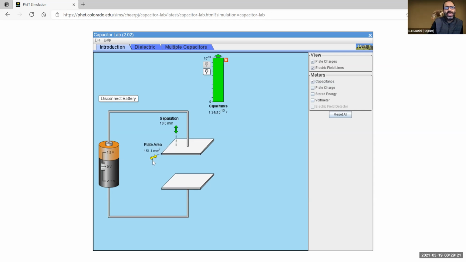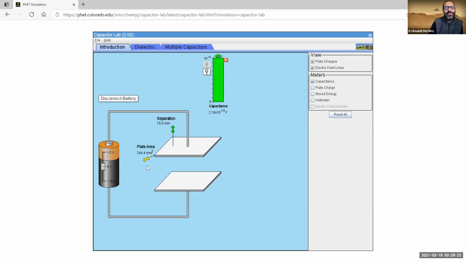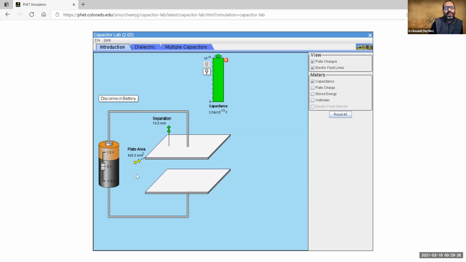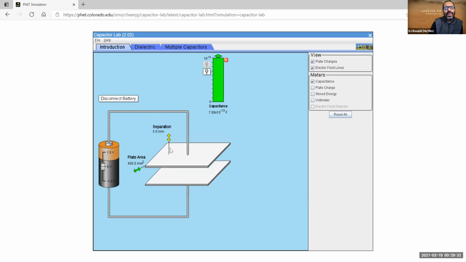At some point, they ask you to change the area to something like 400, I think. This is the maximum you can do, 400 apparently. And then to shrink the distance to 5 millimeters. So this is a big capacitance right now, 0.708 times 10 to the negative 13 farads, okay? So this is the capacitance.